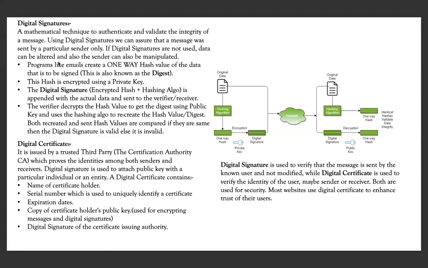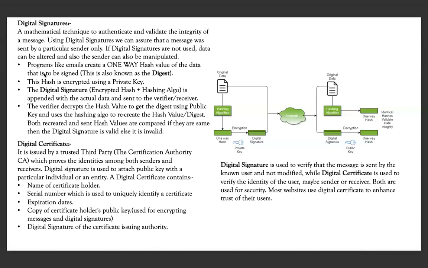So hashing not only helps in authentication, it also helps in integrity. If the message has been changed in any way, the resulting hash value that I calculate on my receiving end will be different, because of which I should not be trusting that message. So this is another way that I can improve the integrity of my internet communication. It is a mathematical technique to authenticate and validate the integrity of a message. Using digital signatures, we can assure that a message was sent by a particular sender only. If digital signatures are not used, data can be altered, and the sender can also be manipulated.